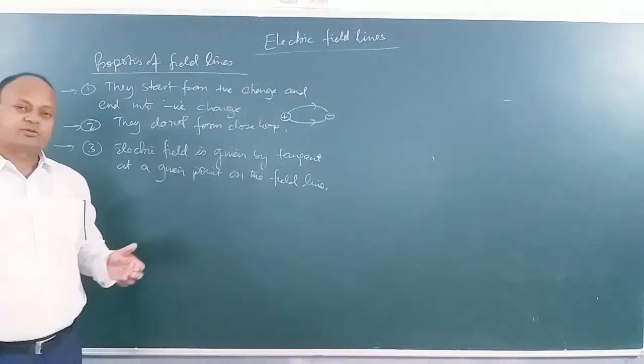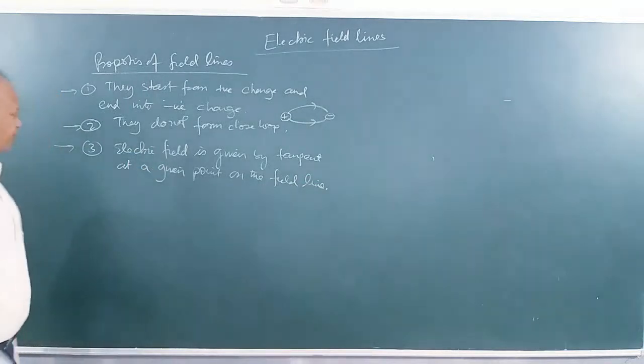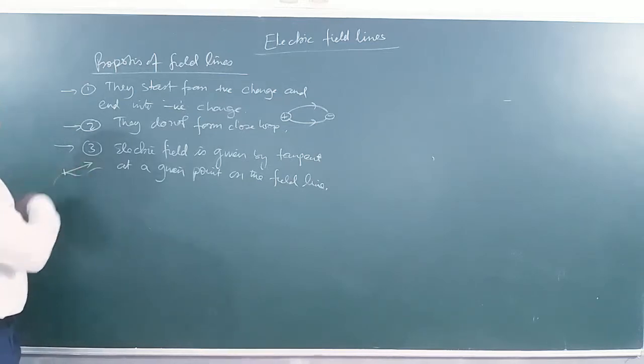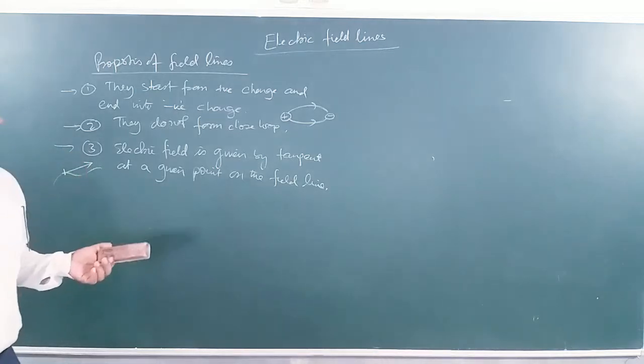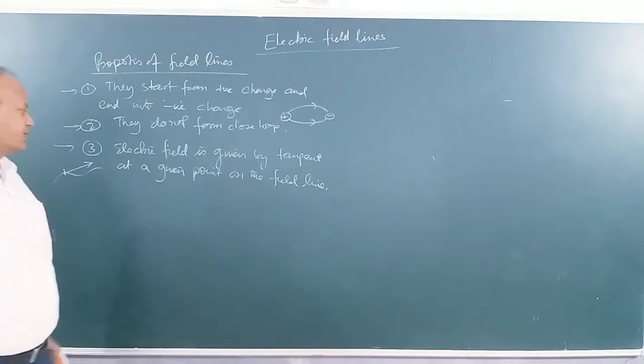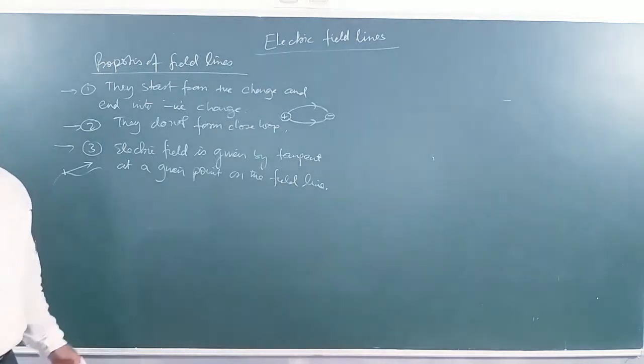You want to find out the direction of electric field at any point. So this is an electric field line. At this point, you want to find out the direction of electric field. What do you do? You draw a tangent. This is what the property says. Electric field is given by the tangent at a given point on the field line.